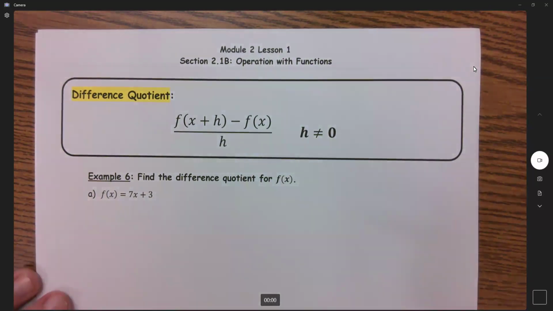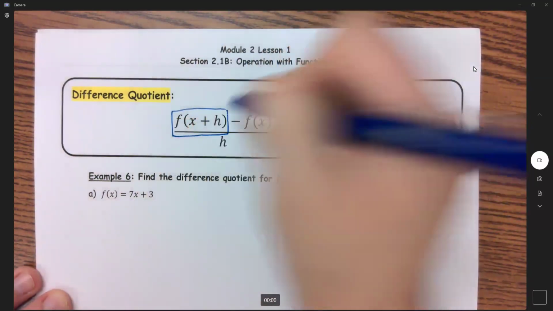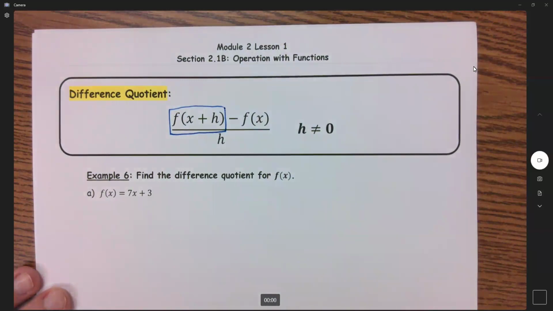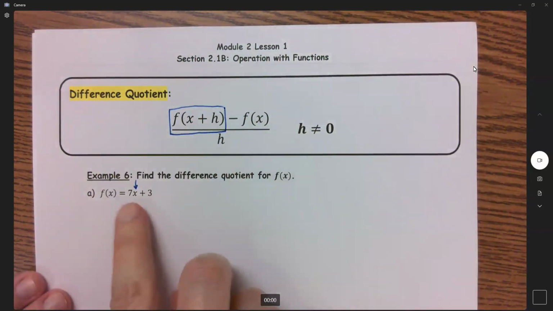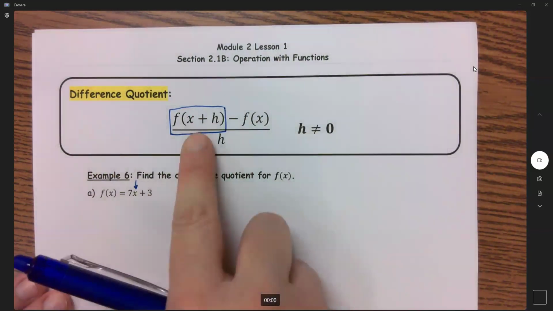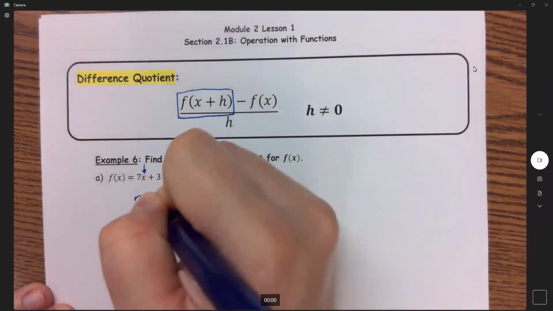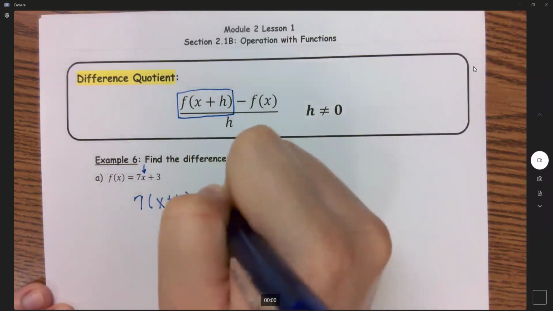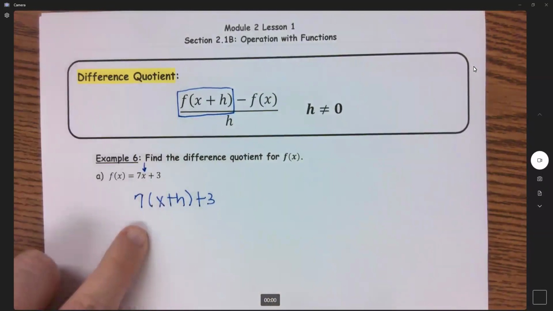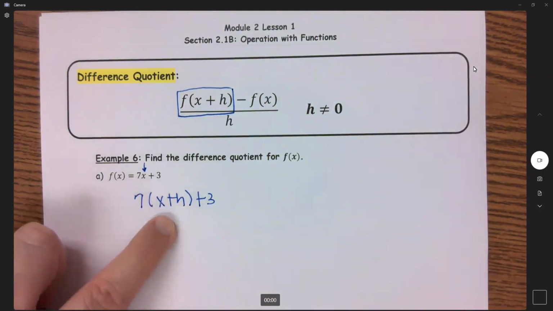First thing that we need to evaluate is this f of x plus h. So this one only has one x, so I'm going to replace this one x with x plus h. So I have 7 times x plus h plus 3. That is that blue part right here when I am taking this and replacing that x with x plus h.